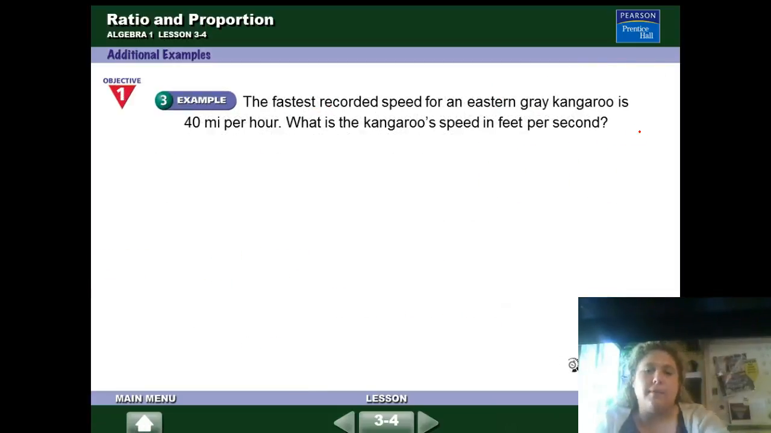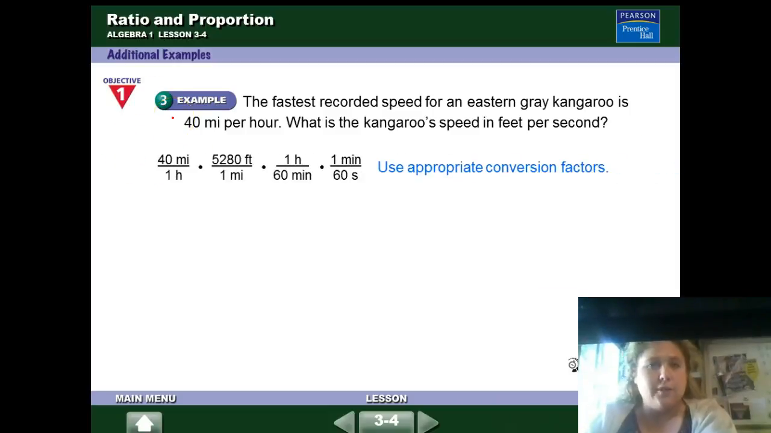All right, so this is probably the hardest problem yet. This gray kangaroo can run 40 miles per hour. So I want to know how fast this kangaroo can run per second. All right, now this is going to be tough. You guys have seen this in science before by creating your railroads.